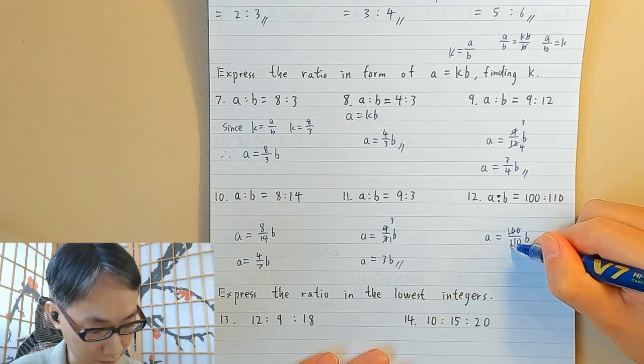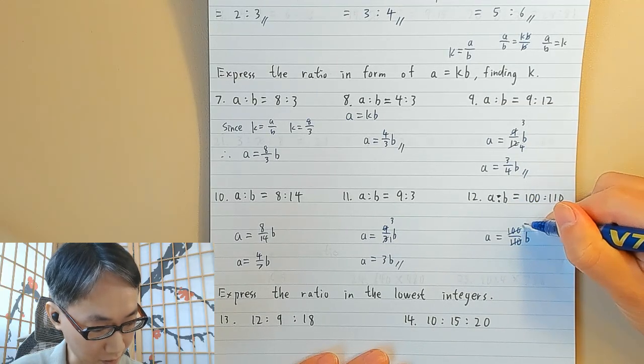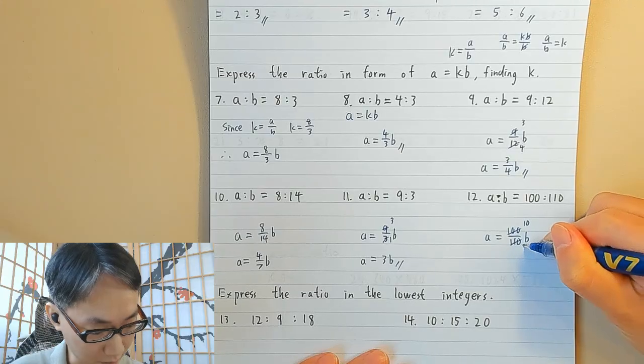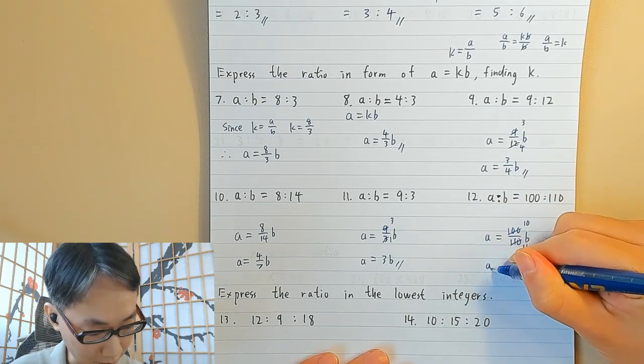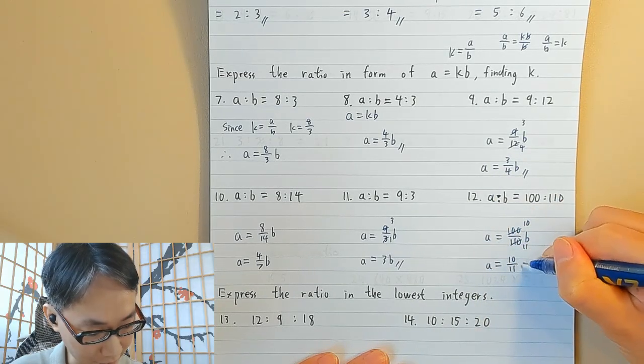Then both of them can be divided by 10. So a equals 10 over 11 b.